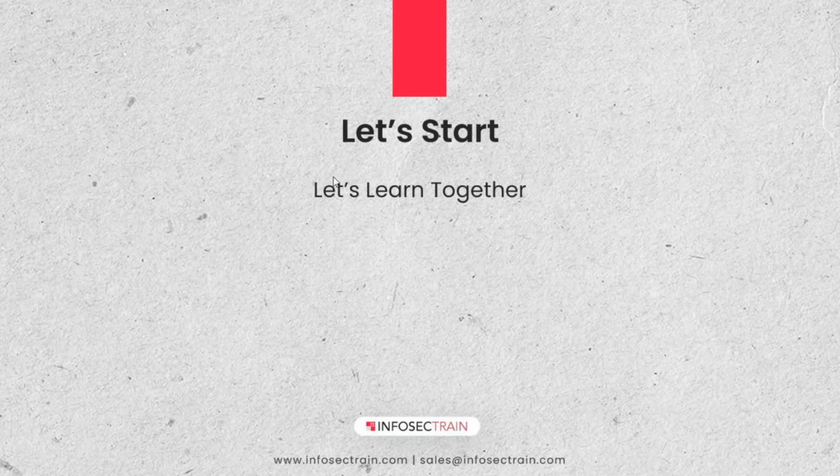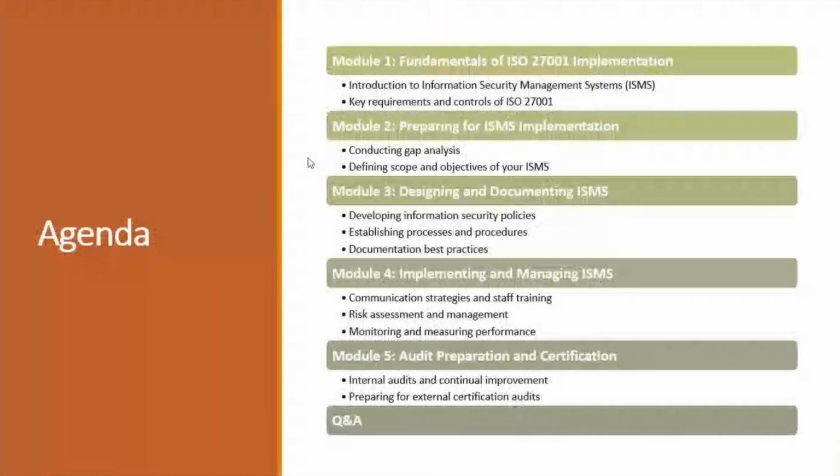So what will be the agenda? I have divided this agenda into 5 modules. Module number 1 will start with the basics. We will get knowledge about ISO 27001 implementation, where we'll be talking about the ISMS. Then we'll talk about the key requirements for the implementation: what your clauses are and what your controls are. So we will discuss the clauses and controls.